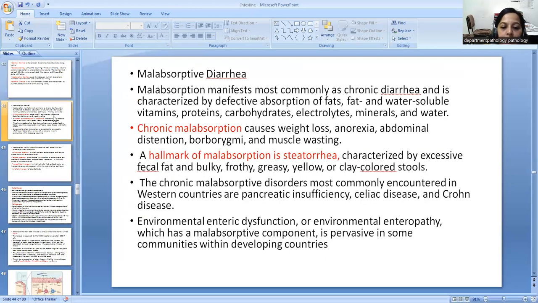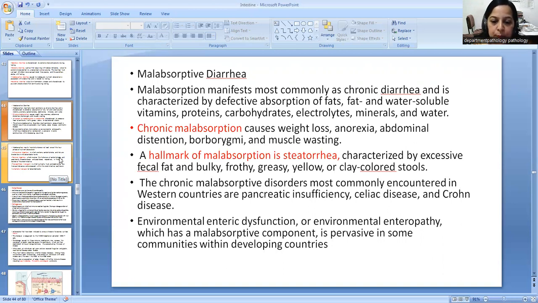Malabsorptive diarrhea. Malabsorption manifests most commonly as chronic diarrhea and is characterized by defective absorption of fats, fat- and water-soluble vitamins, proteins, carbohydrates, electrolytes, minerals, and water. Chronic malabsorption causes weight loss, anorexia, abdominal distension, and muscle wasting. A hallmark of malabsorption is steatorrhea, characterized by excessive fecal fat and bulky, frothy, greasy, yellow or clay-colored stools.